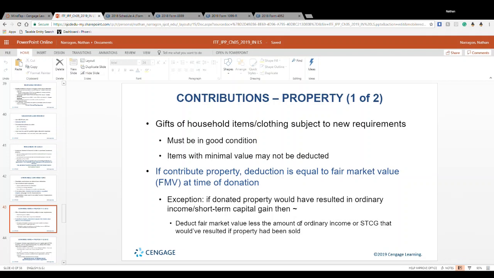With contributed property, this deduction is equal to fair market value at time of donation. So that's anything, basically buildings and stuff like that. And the exception is if the donated property would have resulted in ordinary income or short-term capital gain. Then we deduct the fair market value less the amount of ordinary income or short-term capital gain that would have resulted. So they do put a limit on that.